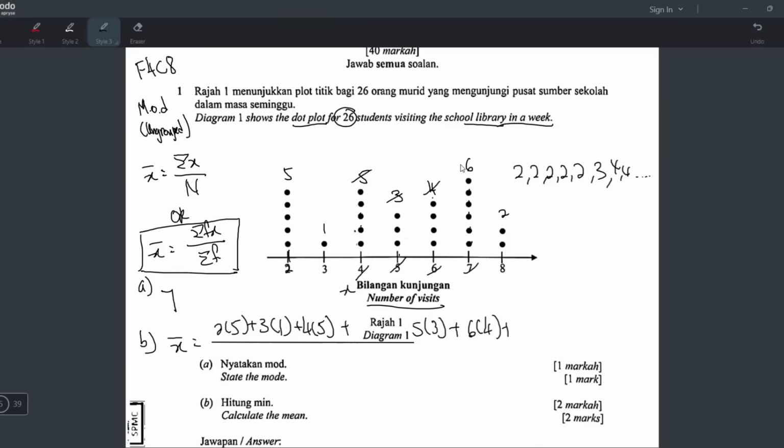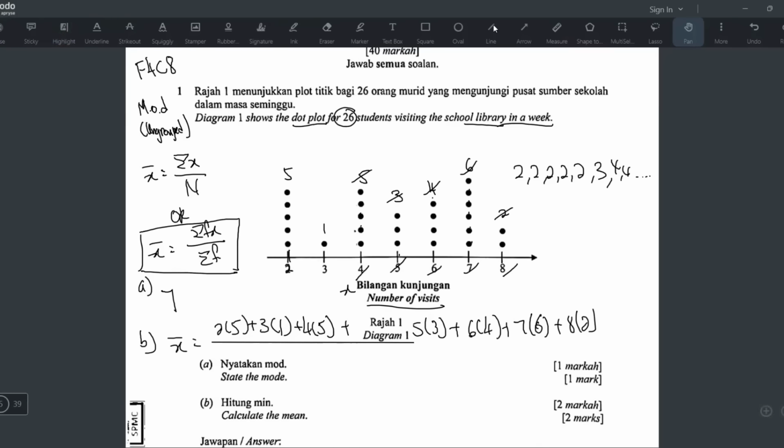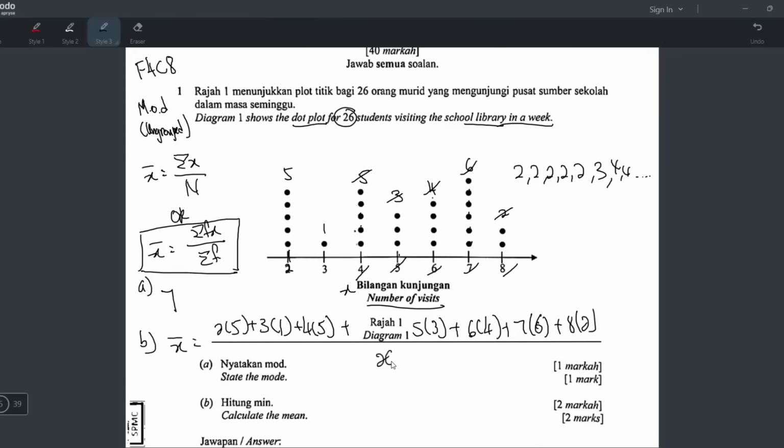And then plus with 7 times 6. And then plus with the last one, 8 times 2. And then everything over the total frequency. Okay, the total frequency will be 26, because you remember just now they said total 26, right? All right, so now you can get the total on top and then divide by 26.